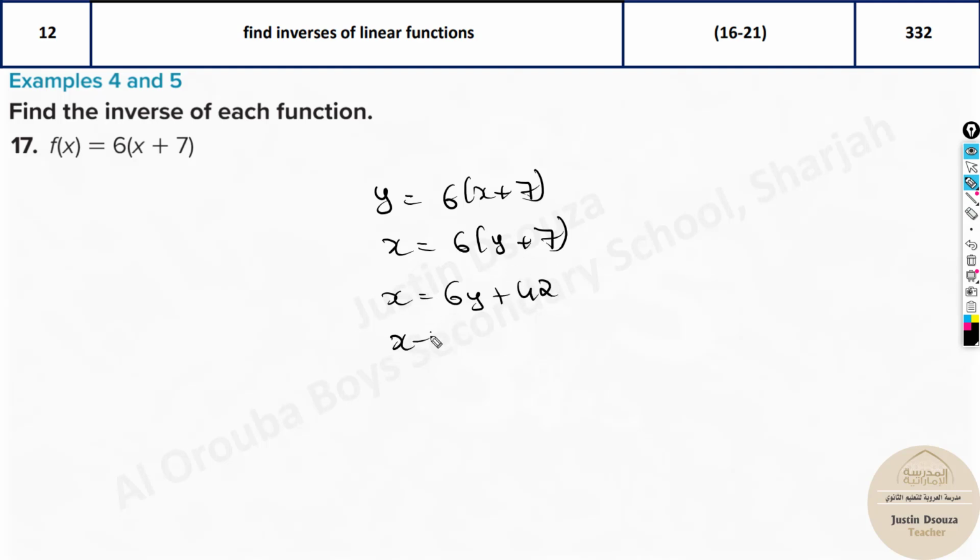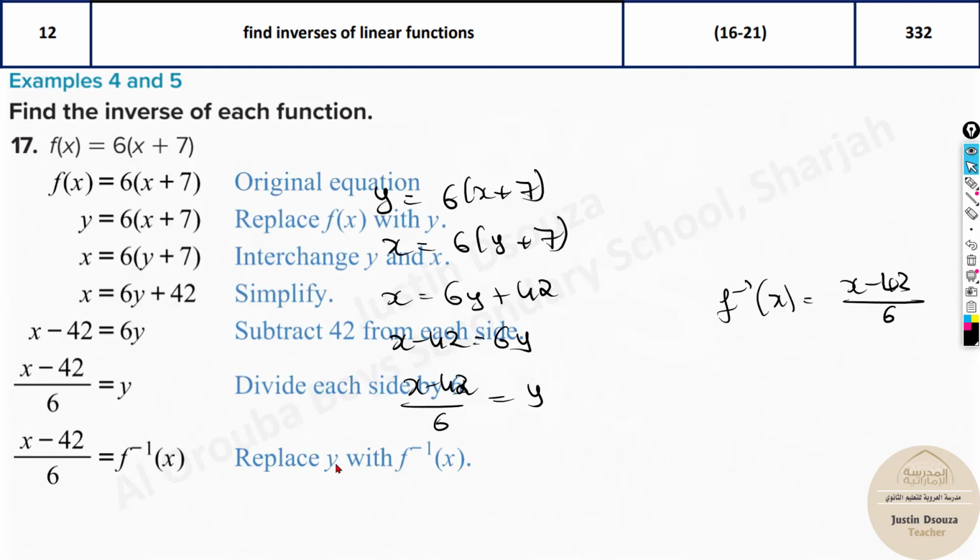Take this to the other side. x minus 42 equals 6y. x minus 42 divided by 6 equals y. Therefore, f inverse of x equals x minus 42 by 6. That's it. That will be the answer. Yeah, we got the same answer.